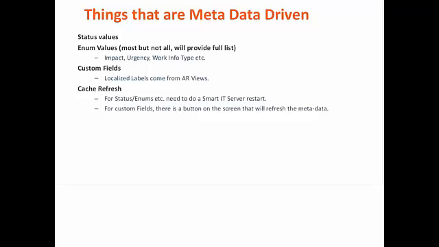If you added a new status value, those will be brought in and refreshed within the Smart IT UI. If you've added new status reasons, those would be brought in. Enum values, most enum values within the system, impact, urgency, work info type, etc. If you make changes in the back end, those would be represented in the Smart IT UI.